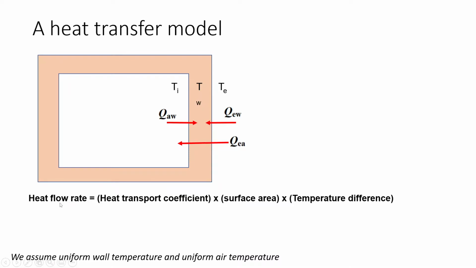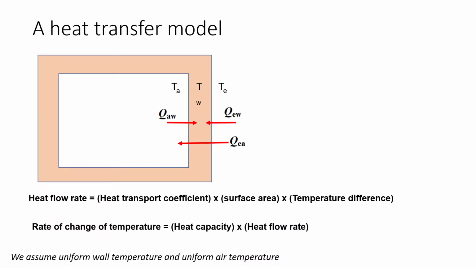Now, the heat flow rate is proportional to the temperature difference and proportional to the surface area and also proportional to the heat transport coefficient. When we have a heat flow rate, a corresponding temperature change occurs. The rate of change of temperature is proportional to the heat flow rate divided by the heat capacity of the material.